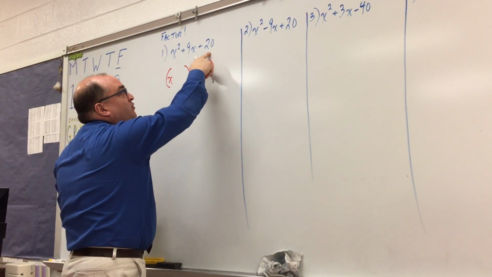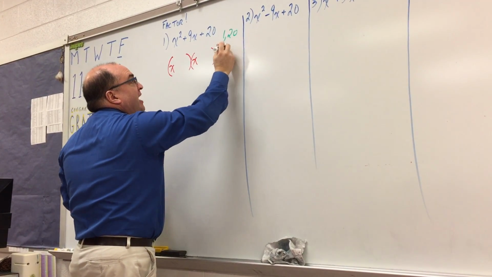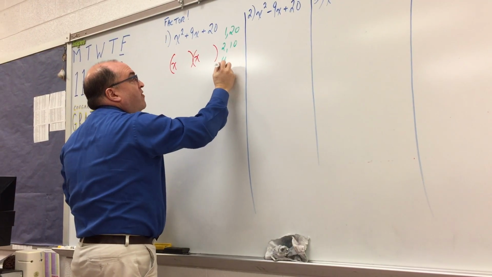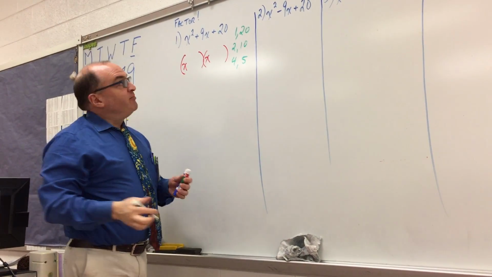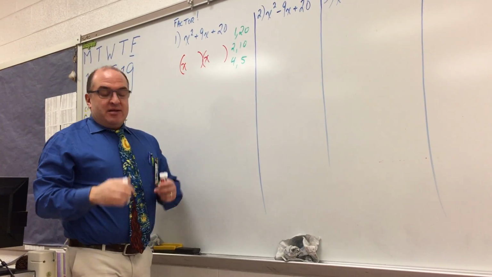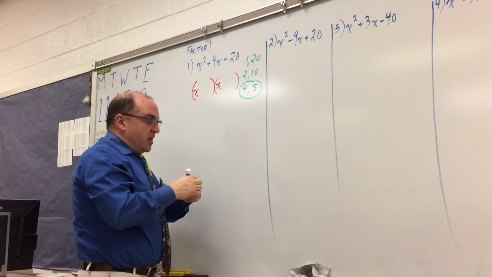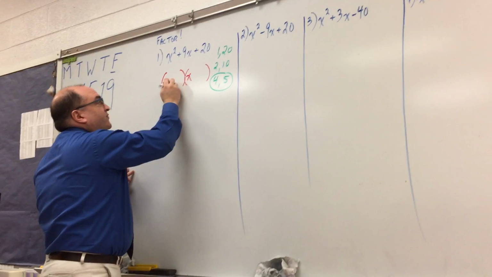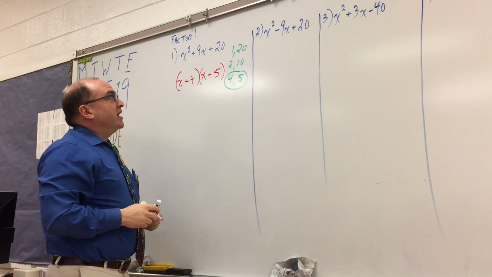For example, what times what makes 20? Well, 1 times 20, 2 times 10, 4 times 5. All these combinations multiply to make 20, but only one of them adds together to make 9. And that is, yes, 4 times 5. So, your answer is plus 4 plus 5. x plus 4, x plus 5.